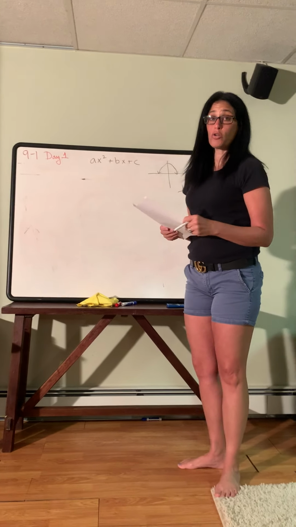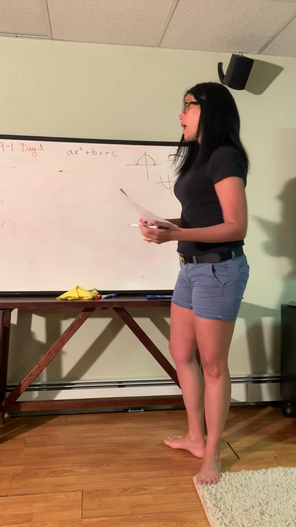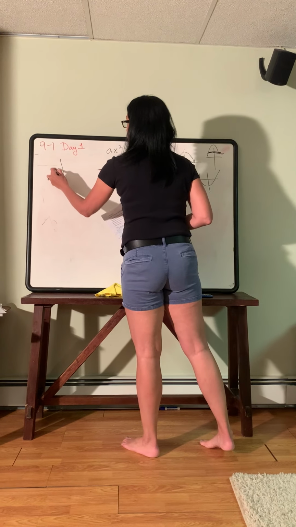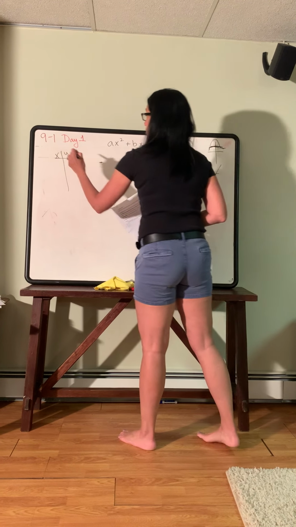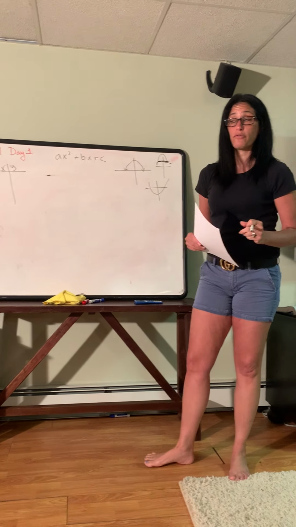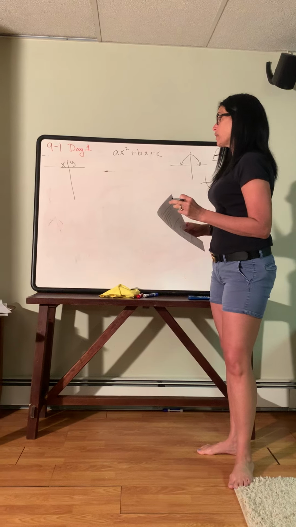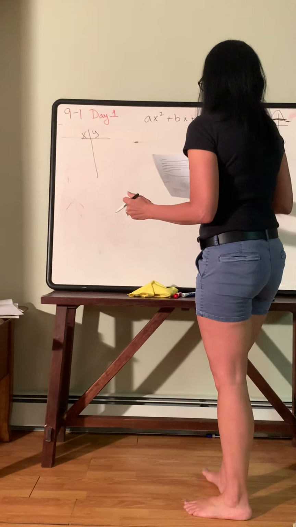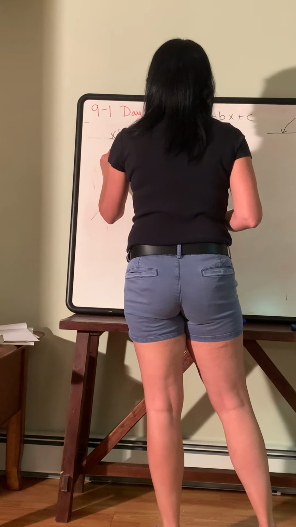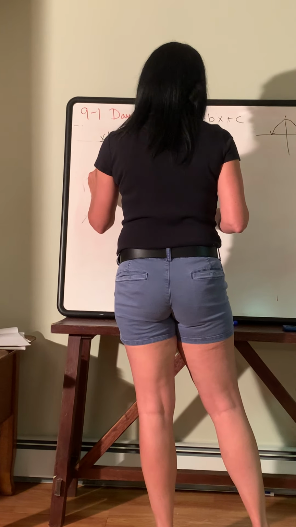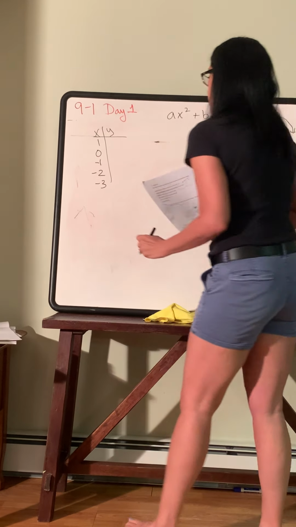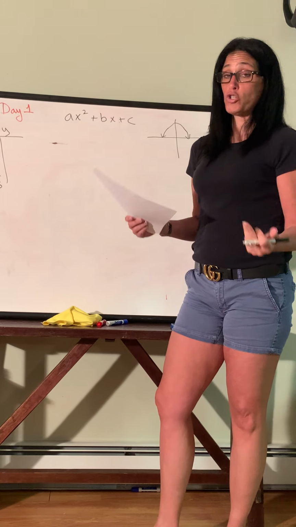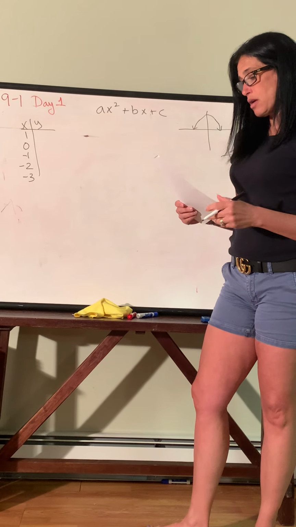Okay, so starting off, you're just going to pick points to graph it. And it's not easy to pick points to graph it because you don't know where your parabola is going to be on your graph. So just like when you graph a linear equation, you can pick whatever you want for x. So we're going to pick 1, 0, -1, -2, -3. And for no particular reason, we're just picking those points at this point.